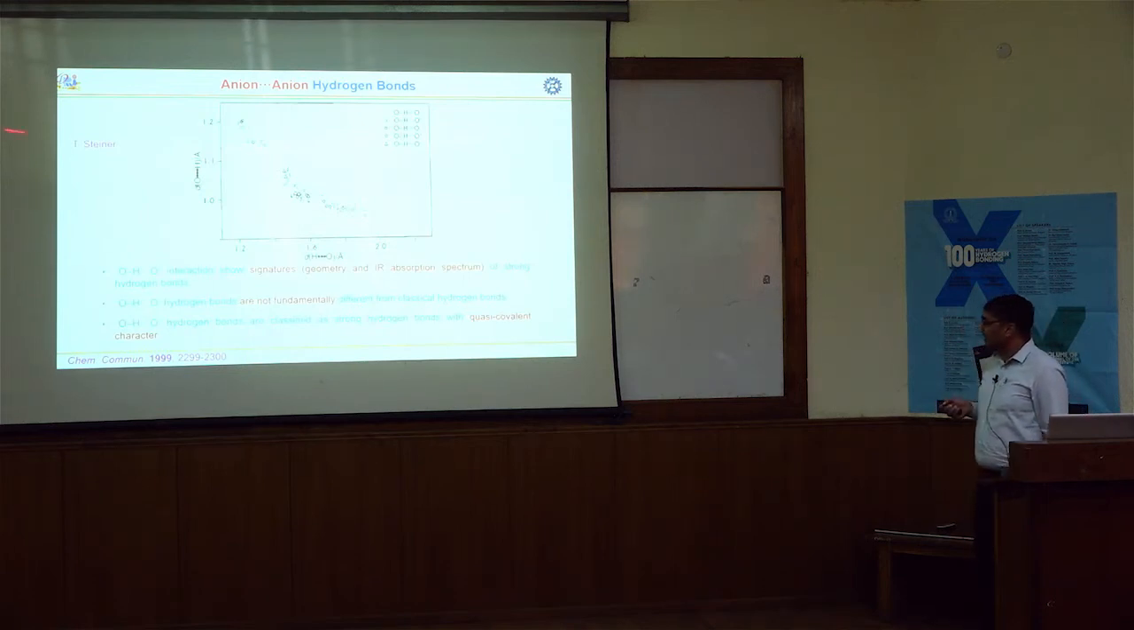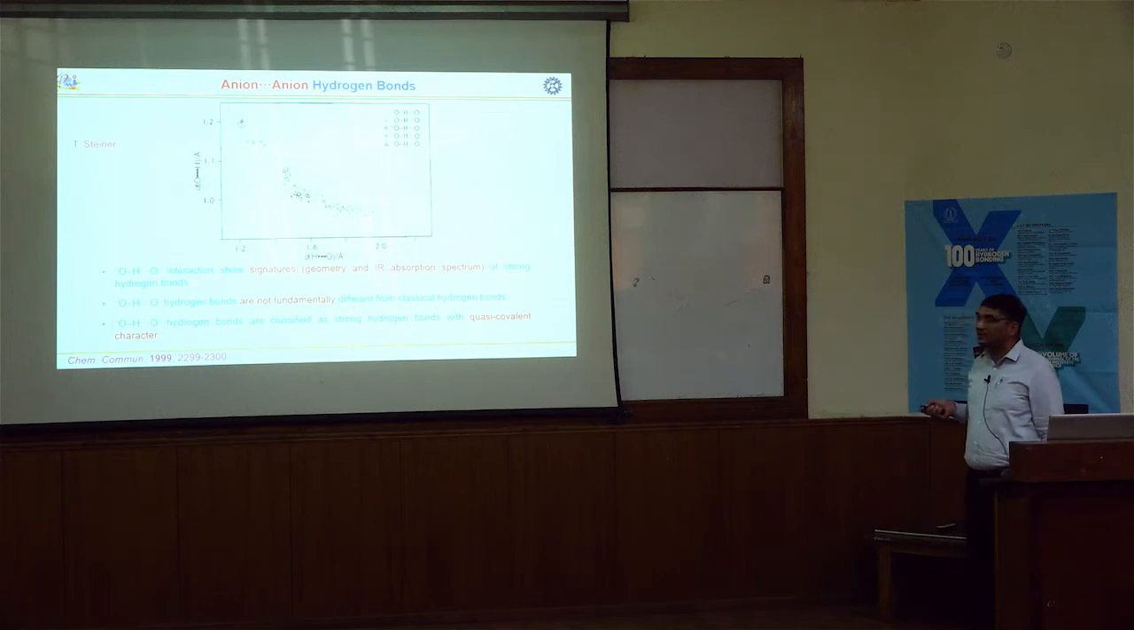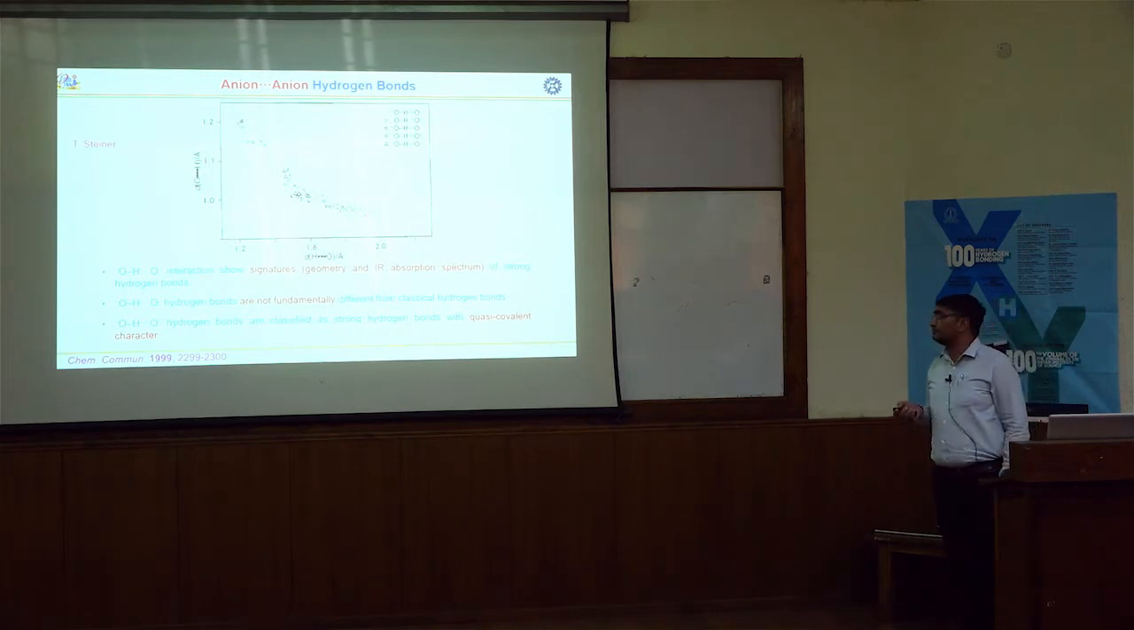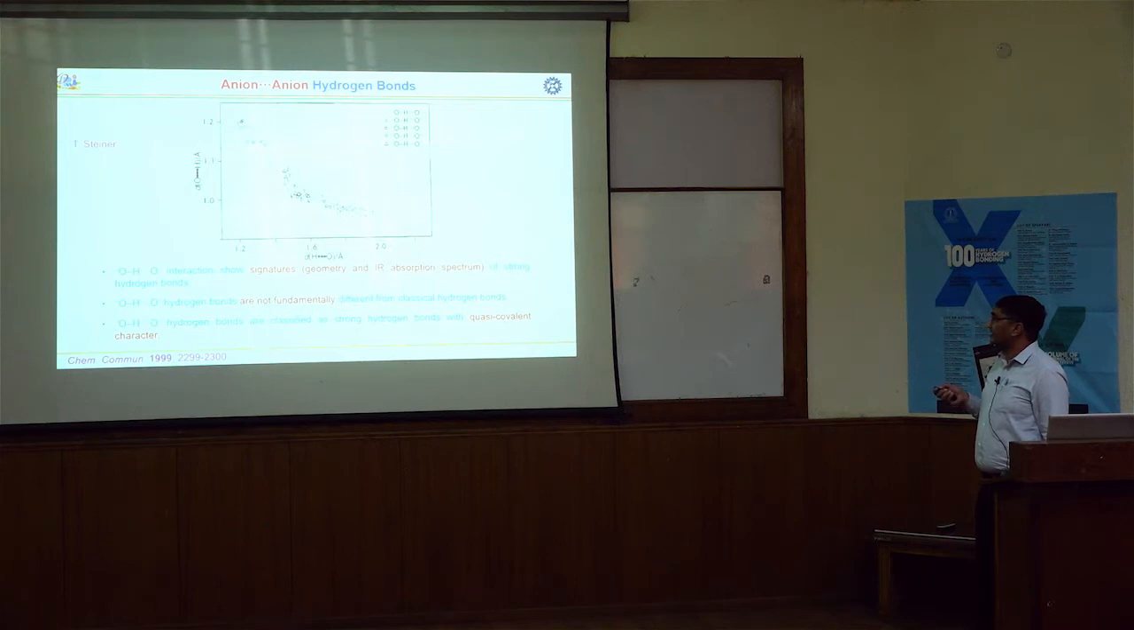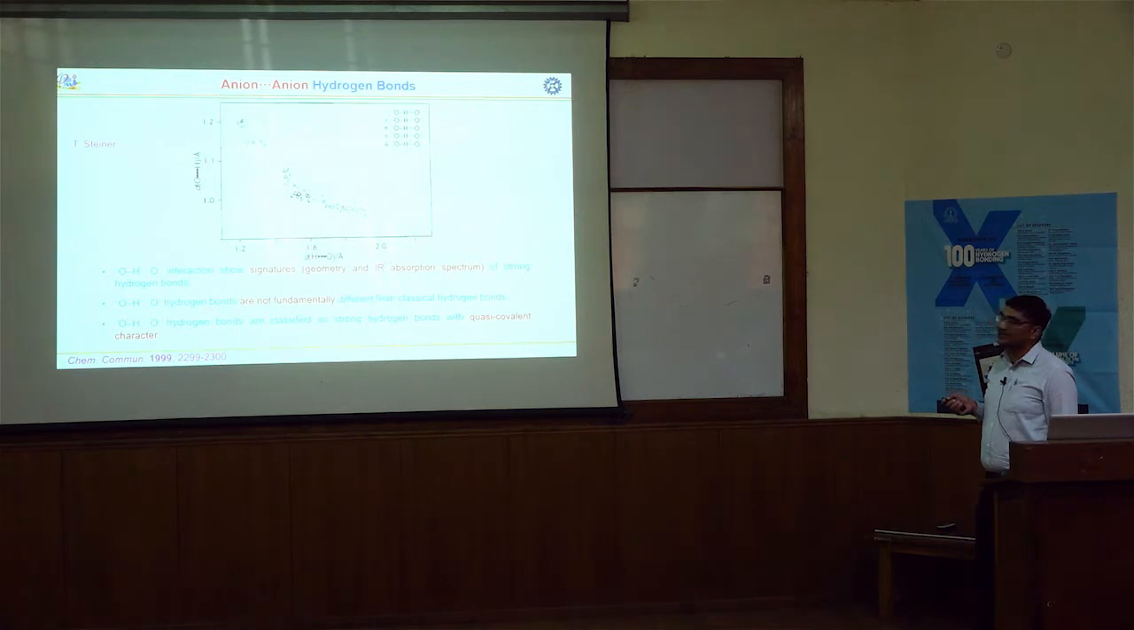But this was contested by another famous researcher, Steiner, who said that we should not only look at the distances we observe in crystal structures, we have to look at the evidence which comes from spectroscopy, which shows a clear signature of this OHO type of interaction in solutions. So, based on that, they said that it is not correct to compare these short distances observed in the case of anion-anion pairs to neutral hydrogen bonds. You should compare with other charge assisted hydrogen bonds, where these distances were quite common, and the hydrogen bond distances between the hydrogen and oxygen follow this kind of curve.